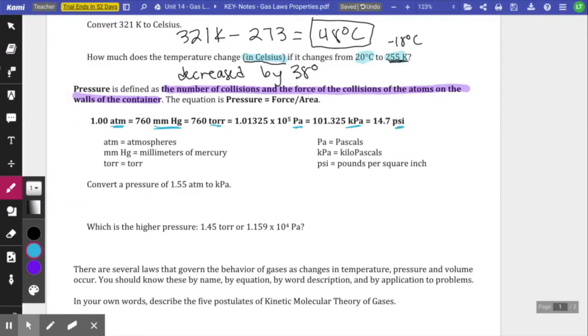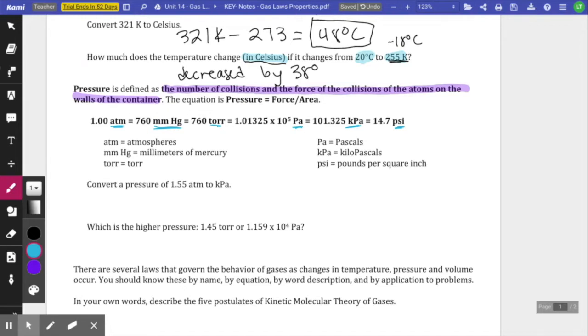PSI is pounds per square inch, and you have definitely probably seen that one before, because that is what you would use to measure your tire pressure. So there you go, PSI. These are our different units, and they're written out down there as well.